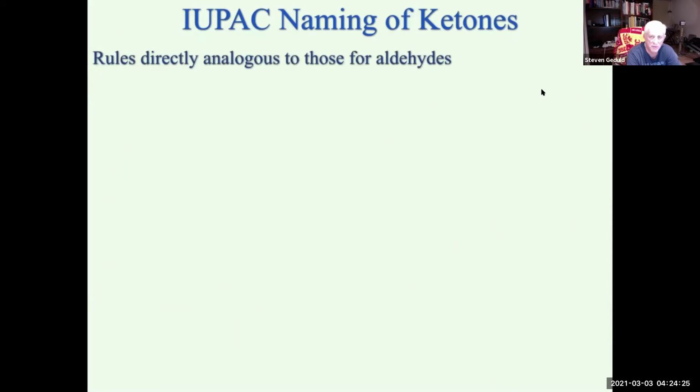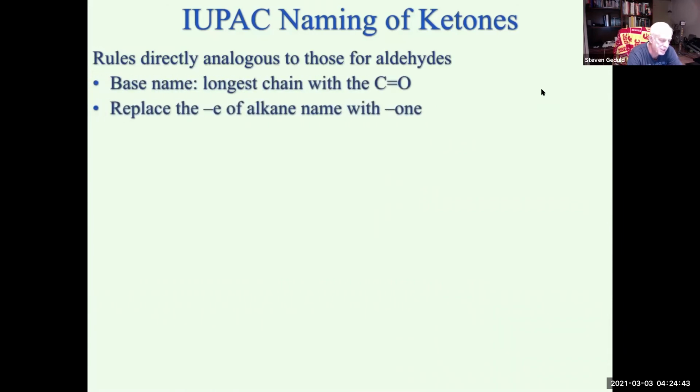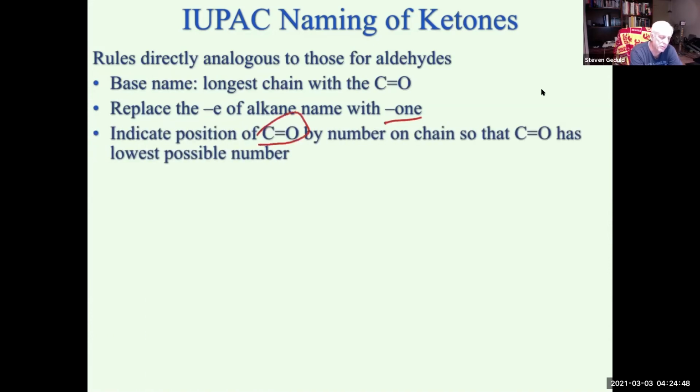All right, perfect. So that was IUPAC naming of ketones. The rules are directly analogous to those of aldehydes. In other words, it's the same thing as naming aldehydes. The only difference is you put the number where the carbonyl carbon is, and you drop the E and add O-N-E. Longest chain with a carbonyl group, replace the E with O-N-E. Indicate the position of the carbonyl group with a number on the chain, giving the carbonyl group the lowest possible number, just like always.